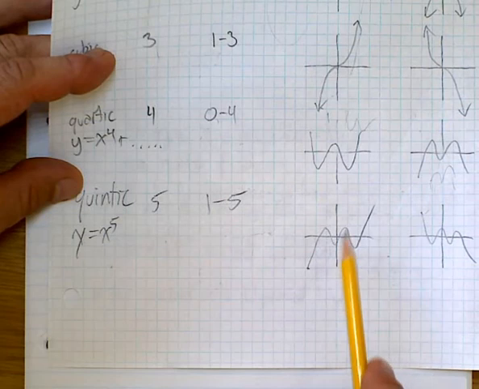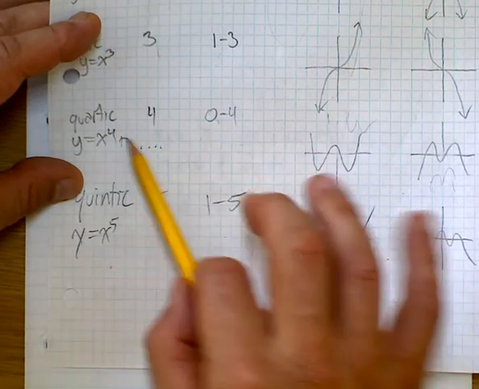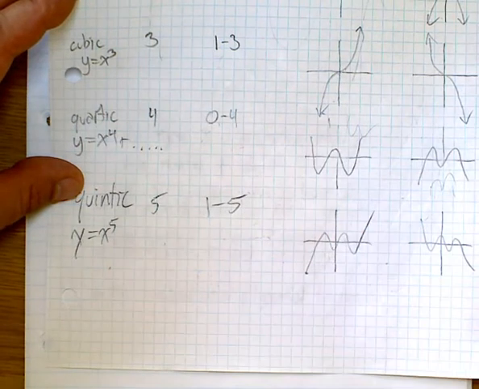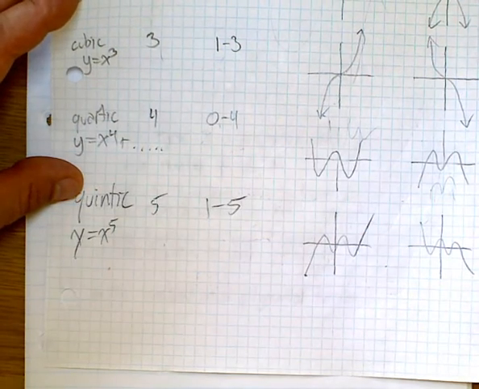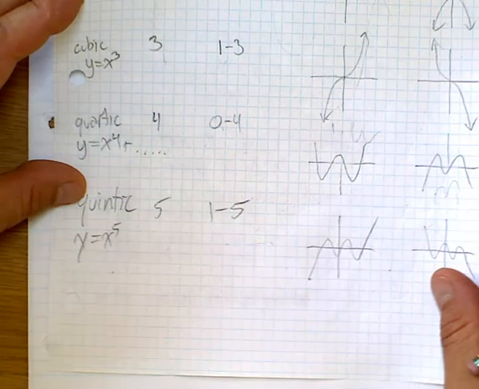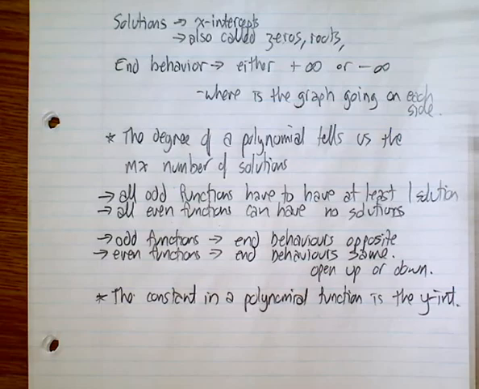So a quintic has 4 turns. A quartic has 3 turns, potentially. A cubic has 2 turns. So x to the power of 12 would have possibly 11 turns in it, okay? These are patterns, hopefully, that you're going to see and be able to sort out.